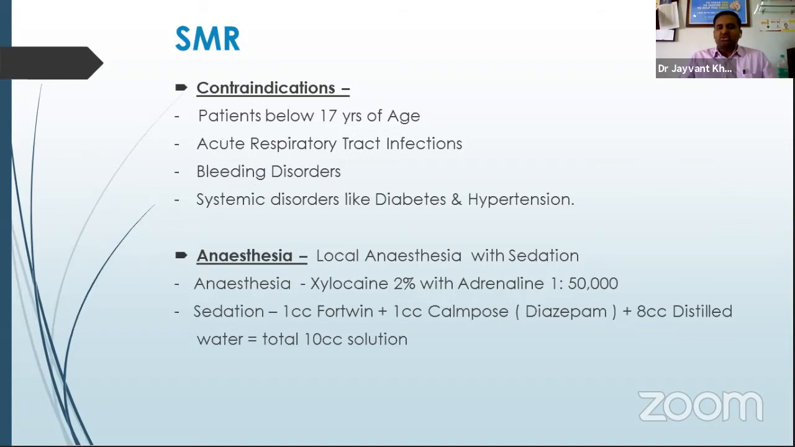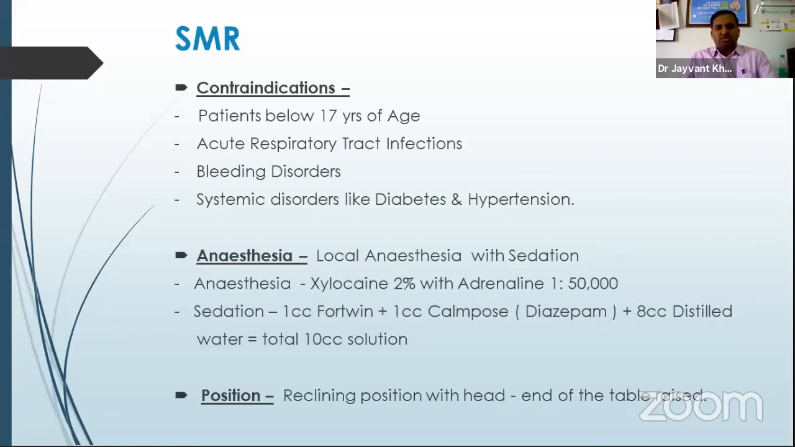In the 10 cc solution, this is the combination: 1 cc Fortwin, 1 cc compost, and 8 cc distilled water. During the operative procedure, we can push 3 cc to 5 cc of solution for the sedation of the patient. Then if there is severe pain and the patient is not bearable, we can push it again, 2 cc or 3 cc.